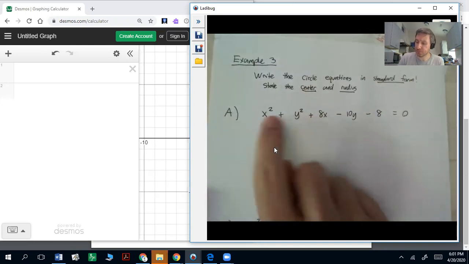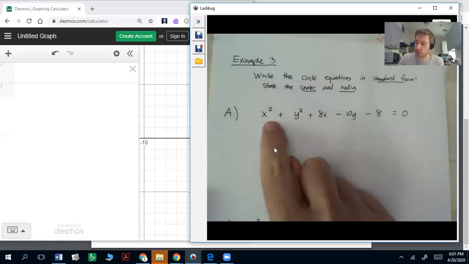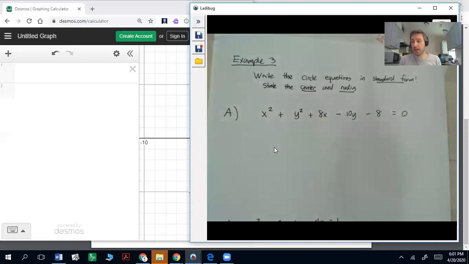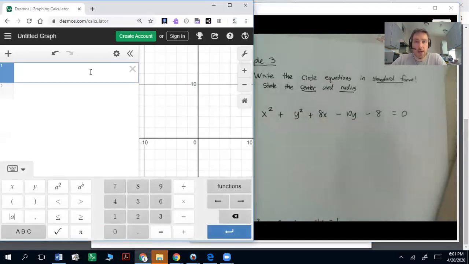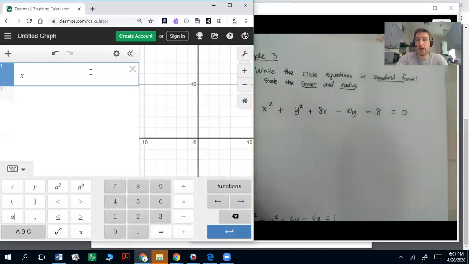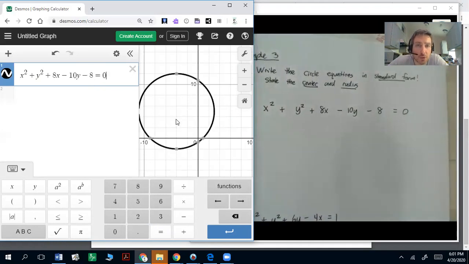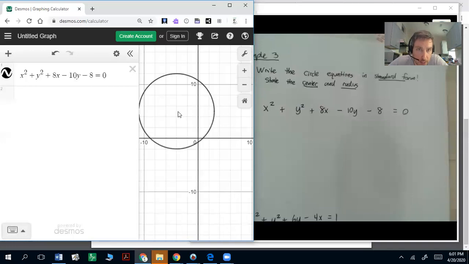So in this one, we have a general equation form, x squared plus y squared plus 8x minus 10y minus 8 equals 0. And we want to be able to get it into standard form and identify the center and the radius. Well, we know that Desmos can graph these. So I can maybe get an idea. It's not going to pass for work, but we can see if we're on the right track here by typing that equation into Desmos. And it will not tell you the center or the radius, but you can maybe estimate them.